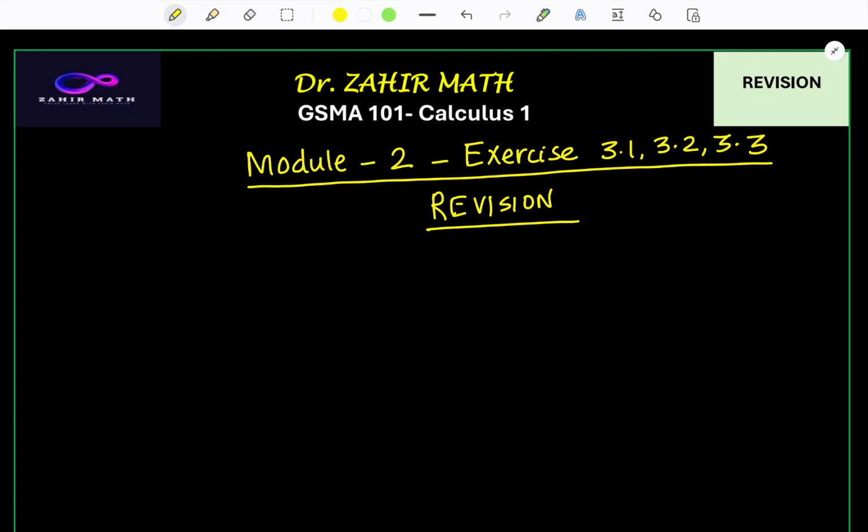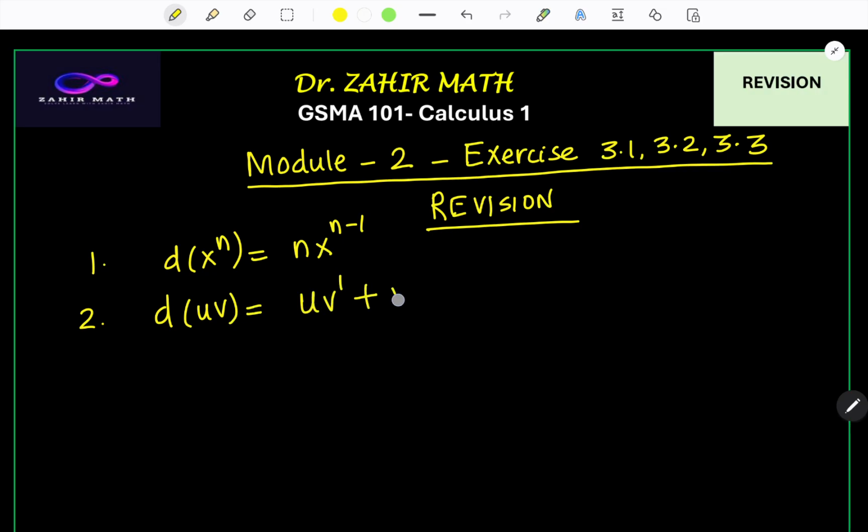this exercise. So the first formula is derivative of x power n. So derivative of x power n is n x power n minus 1. This is the first rule. And the second rule, the product rule, differential of uv, which is equal to uv dash plus vu dash. Without using this formula, I will teach you some shortcut method in this revision module. Just listen. Then the third one, differential of u by v.